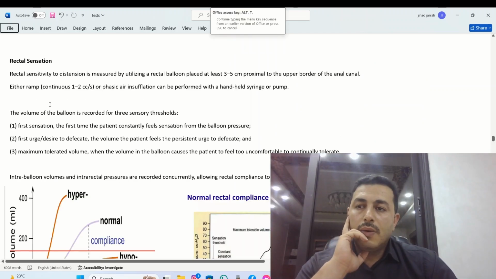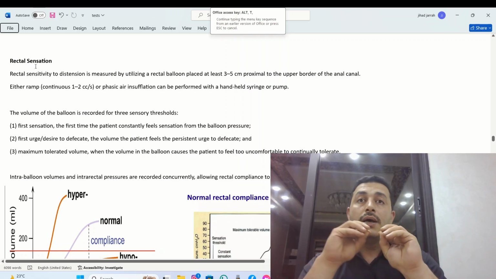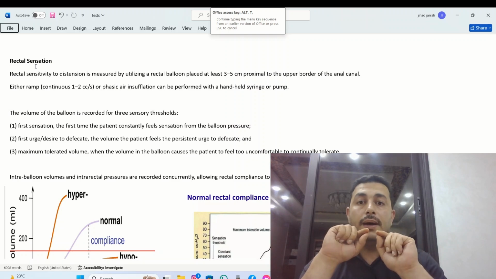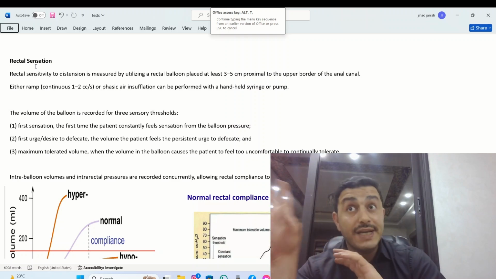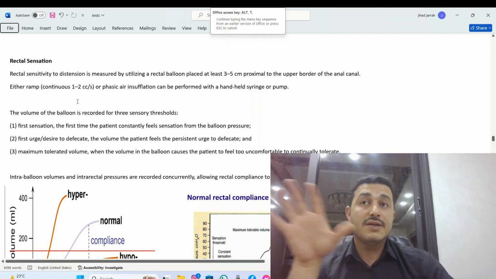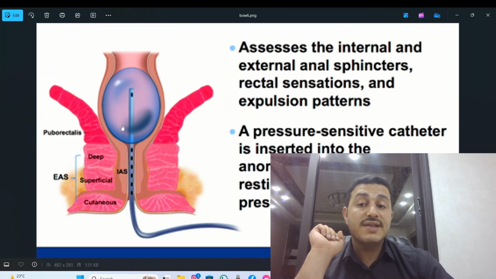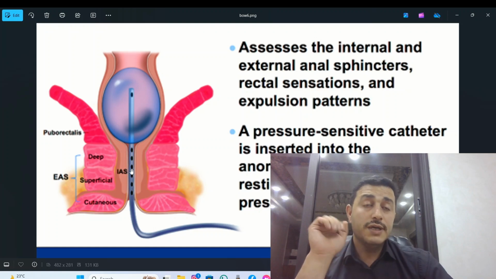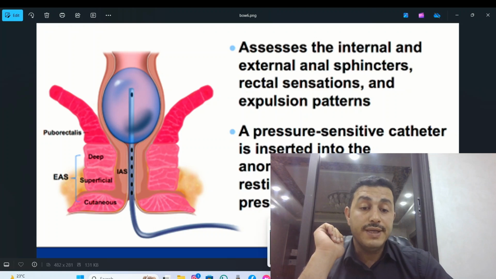Okay, let's move to rectal sensation. One of the parameters that we can study using manometry is the rectal sensation. When we use manometry, there is a balloon at the tip of the probe which should be positioned correctly in the rectum, not distal in the anus. If it's in the anus, it will give us a false reading. It should be 3 to 5 centimeters proximal to the proximal anal canal. If it is low, it will be restricted between the sphincters and will give us a false reading.